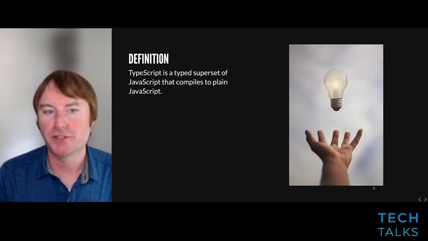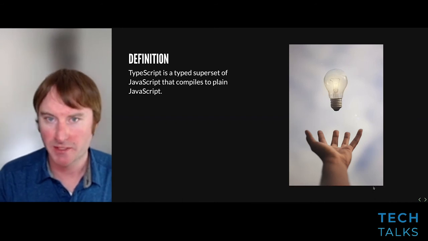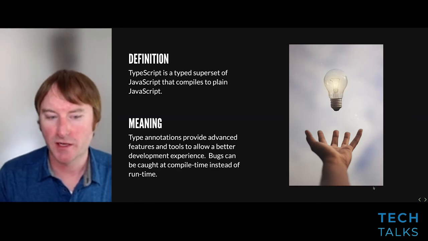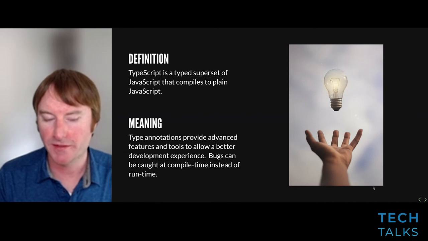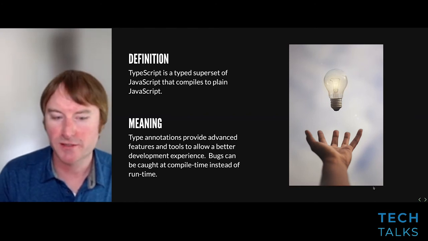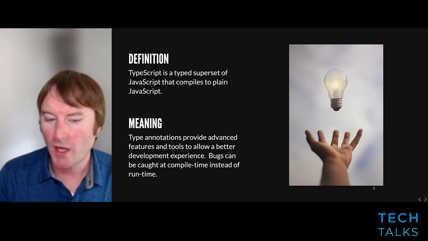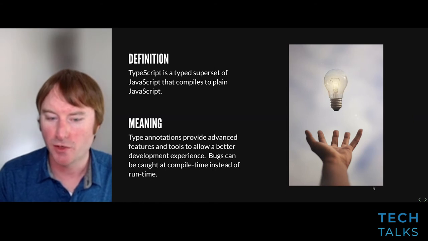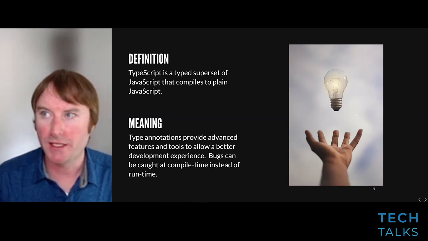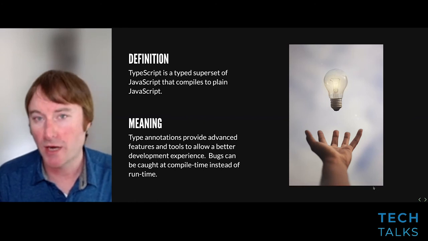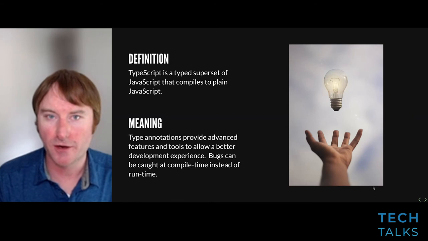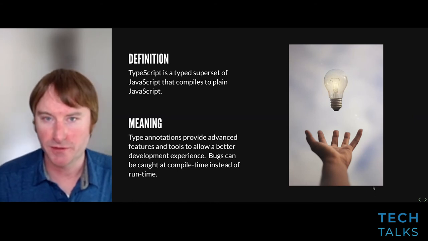So TypeScript is a type superset of JavaScript that compiles to plain JavaScript. And what does this actually mean? Essentially, type annotations can provide advanced features and tools, and this is through TypeScript itself, that allows a better development experience, right? So in this way, bugs that would normally take you loading the application in a browser to see can now be caught at compile time or in your editor, right? You end up seeing red squiggles in your editor rather than giving red boxes to your users.